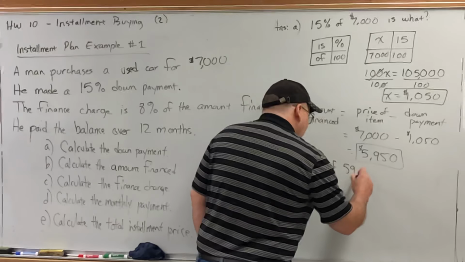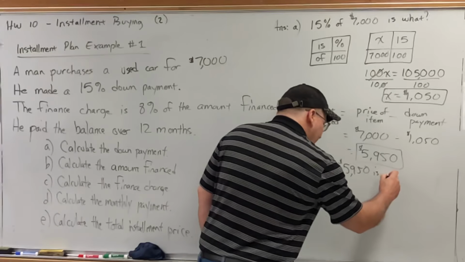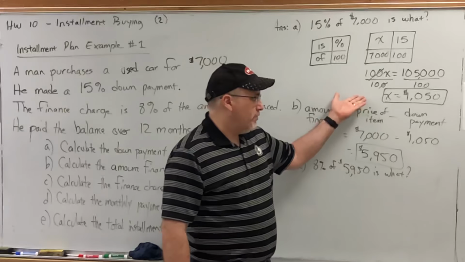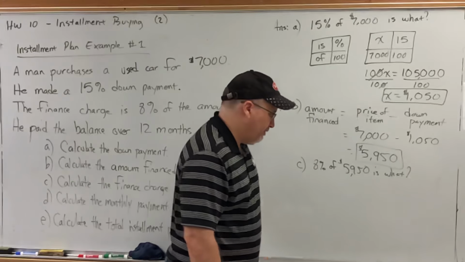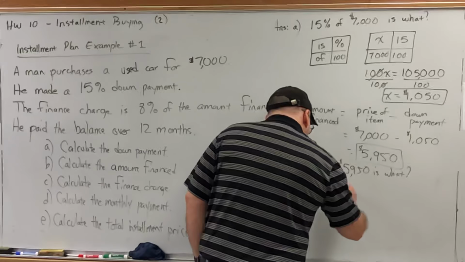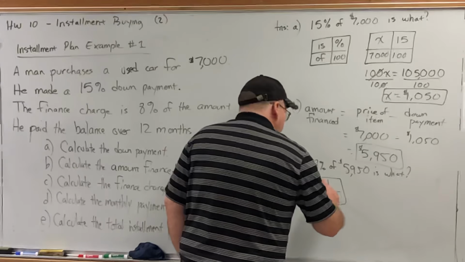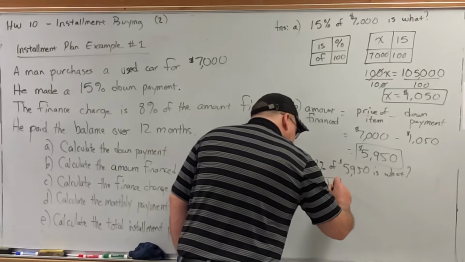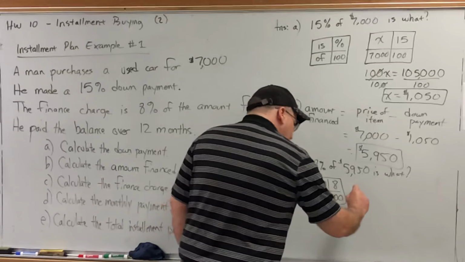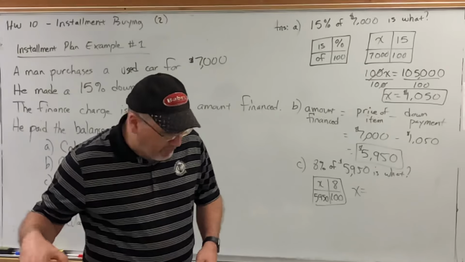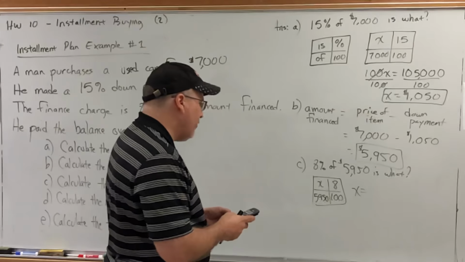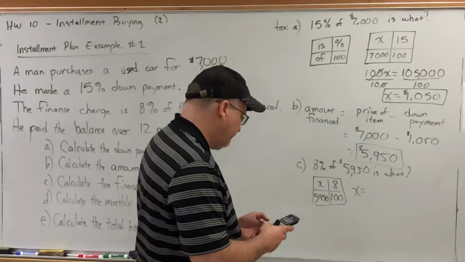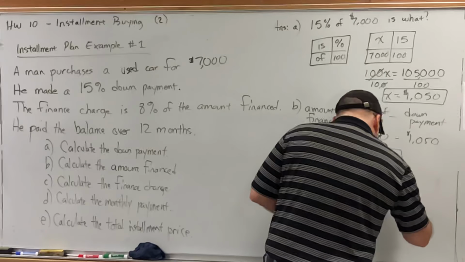8% of $5,950 is what? It's not 8% of $7,000. We shouldn't have to pay a charge for the money that we're not borrowing. We're paying that up front. So we can set up the same approach. We don't know the is number, so that's going to be my x. The of number is 5,950. The percent is 8, and that will always go over 100. I'm going to spare you the details. If we were to cross multiply and solve, basically we would be doing 8 times 5,950 and dividing that by 100. And it is $476.